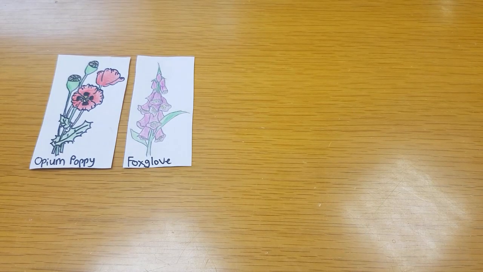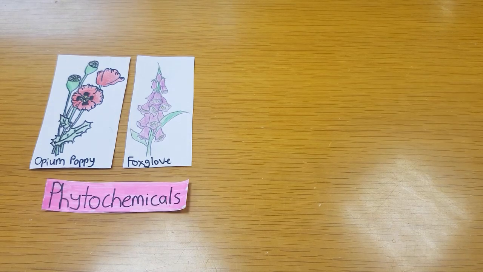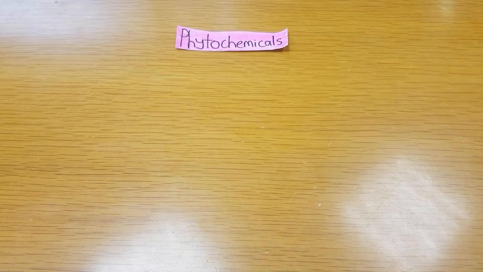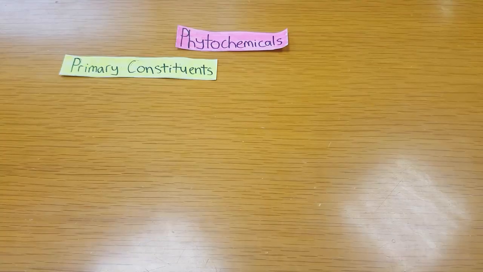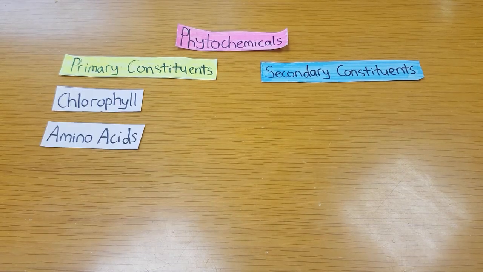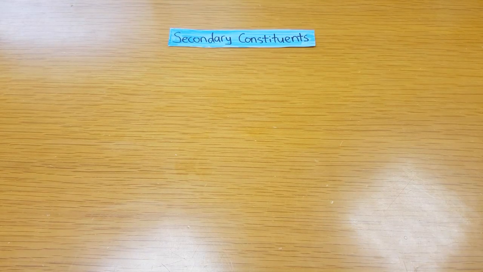Medicinal plants have bioactive compounds called phytochemicals that are used to treat various human diseases. Phytochemicals have two categories, primary and secondary constituents. Primary constituents have compounds like chlorophyll and amino acids, while secondary constituents contain compounds like alkaloids. In this video, we will focus on the secondary constituents.